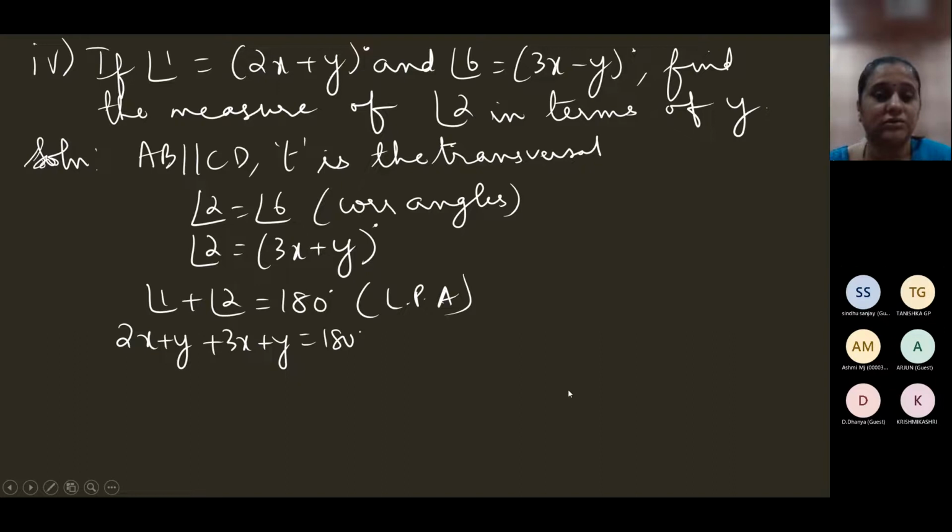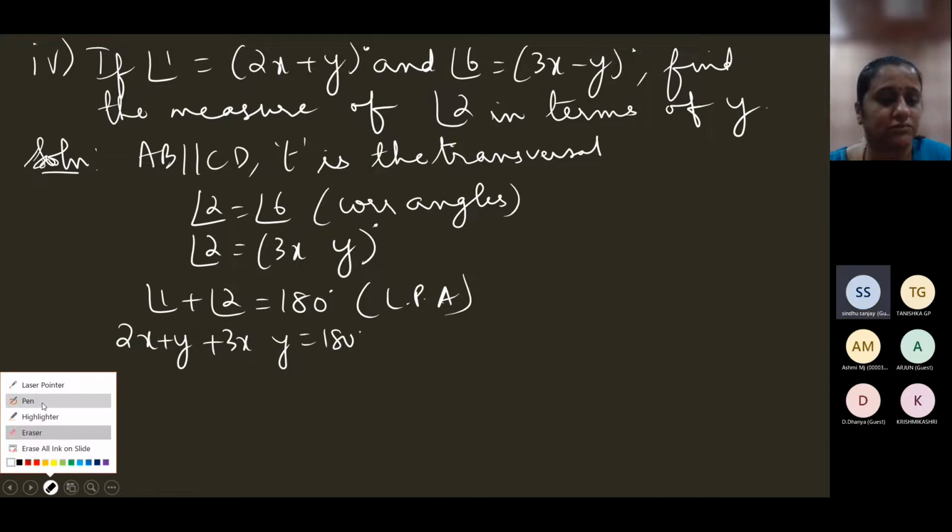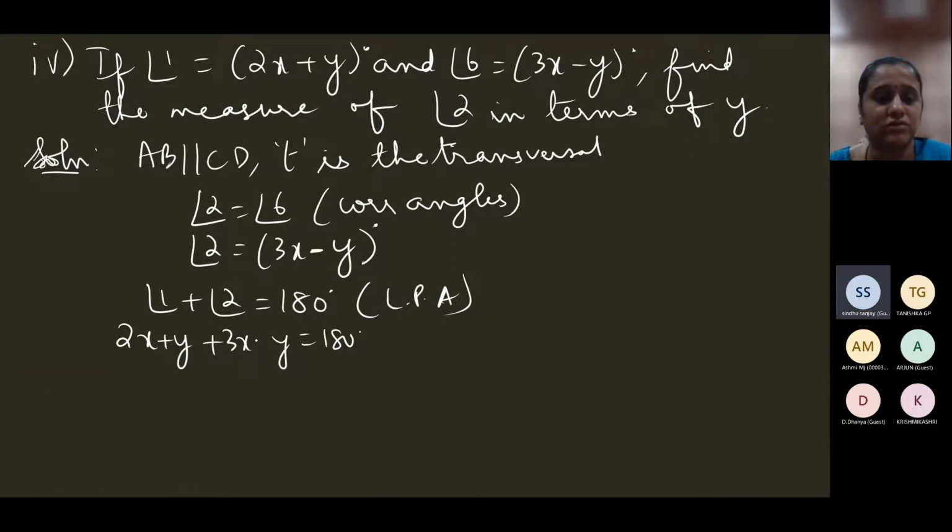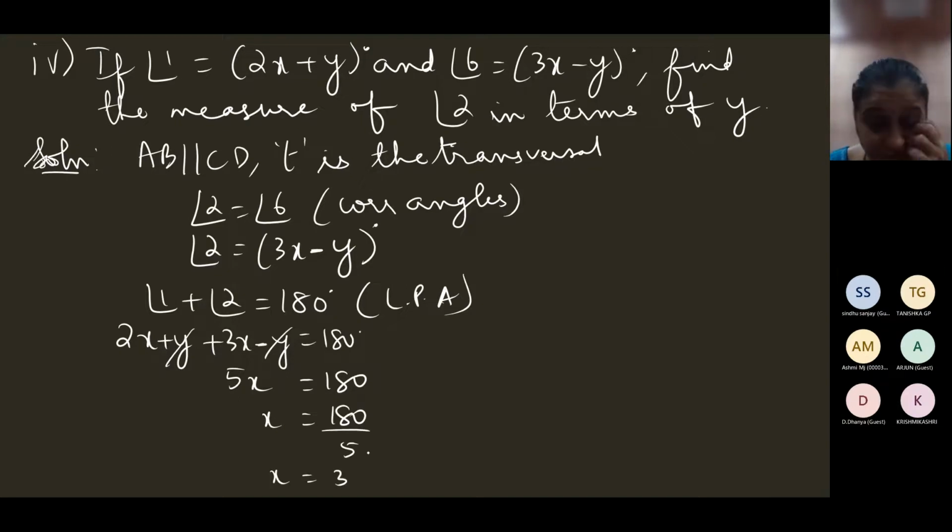Yes, children. Sorry. Where were we? Angle 1 plus 2 is 3x minus y. One minute, let me just finish this. So 5x is 180, so x is equal to 36 degrees.